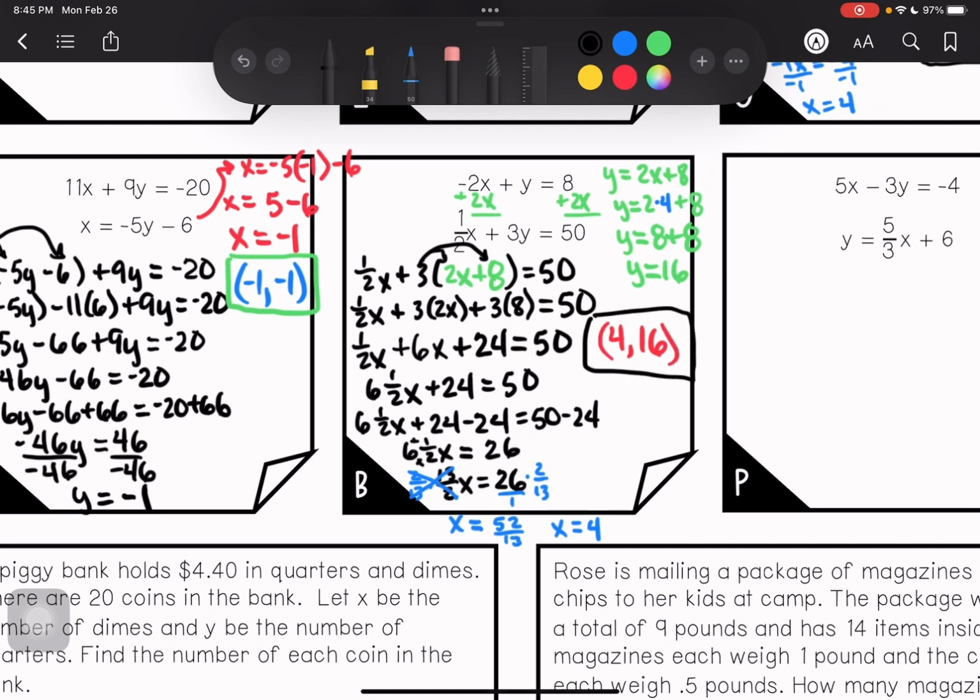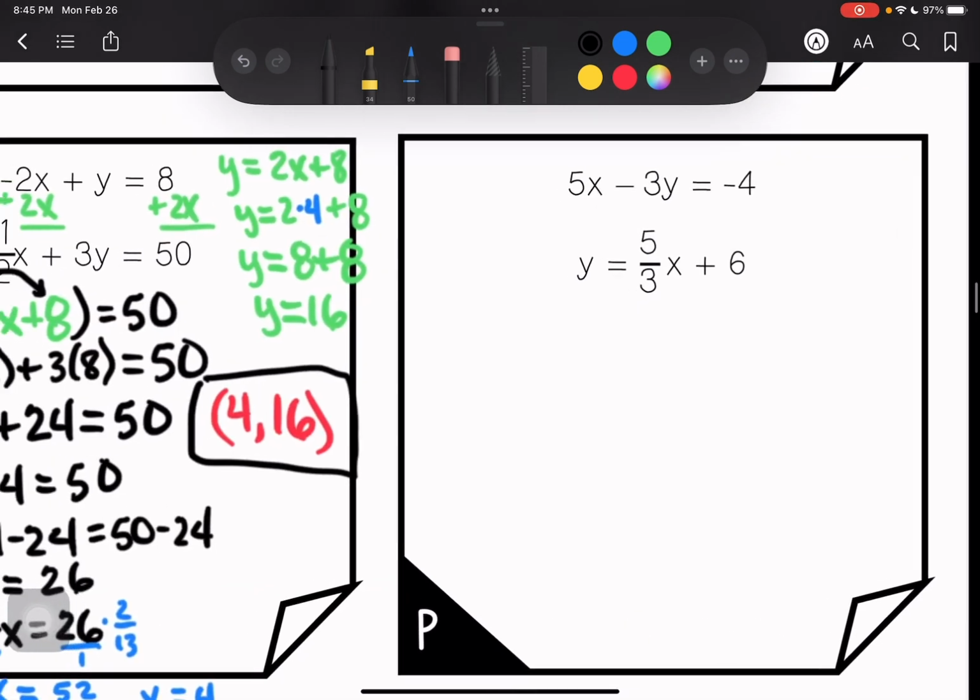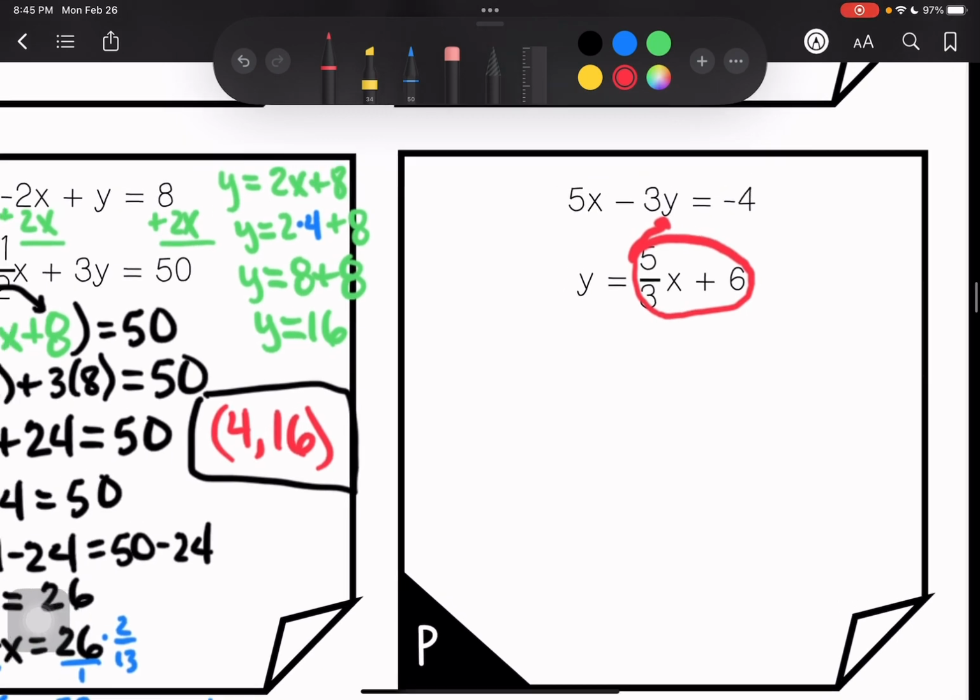All right. Here, I have y equals 5/3 x plus 6. I'm going to substitute that into equation 1. So this entire thing will be substituted for that y. So we have 5x minus 3 times the quantity 5/3 x plus 6 equals negative 4.